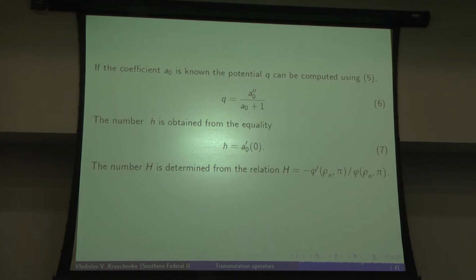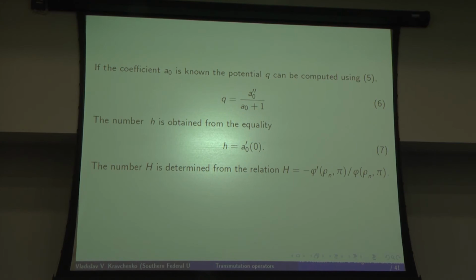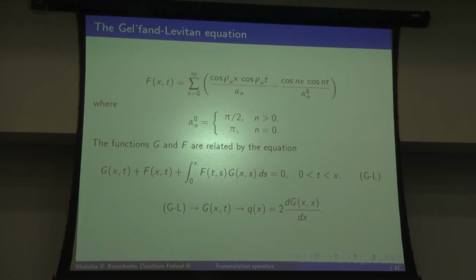Now, due to this information from here, we can recover the potential Q from this very first coefficient A naught. So this Q can be recovered in this way. Having A naught, I recover Q. H is obtained as just the derivative of A naught at 0. And finally, the number H capital can be found using this. Okay. So now, how do we use all this?